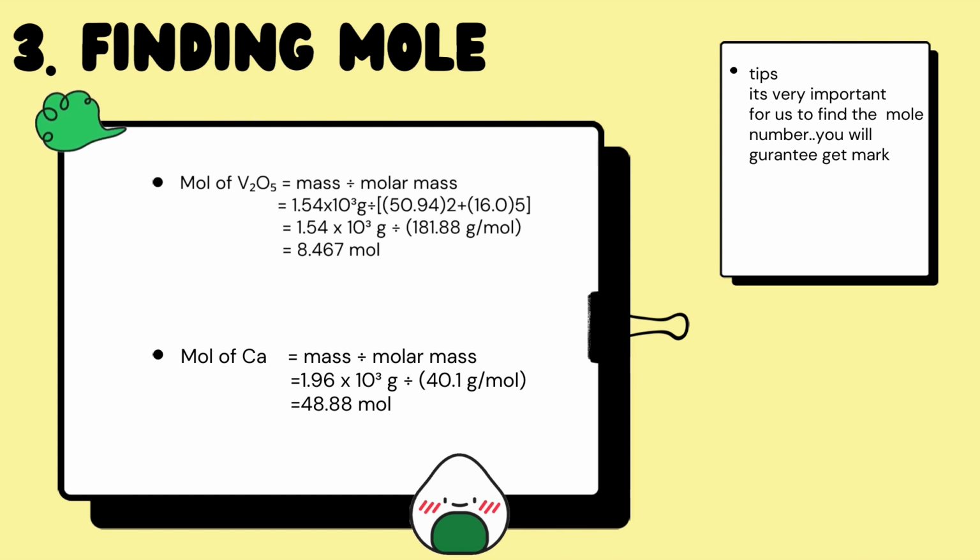Next we will find the number of moles of calcium, which is the same step as finding the moles of vanadium oxide: mass divided by molar mass. The given mass of calcium, 1.96 × 10^3 gram, we divide by the molar mass of calcium, which is 40.1 g per mole. You can obtain this value from the relative atomic mass table. During the exam, the paper will provide the table, so don't worry about it. Just divide it and you will get the answer, which is 48.8 mole.